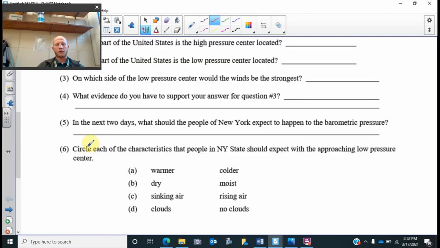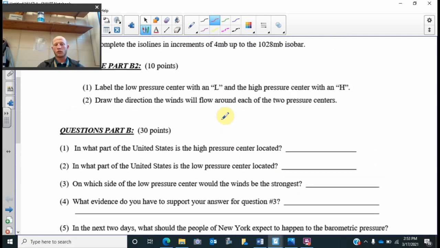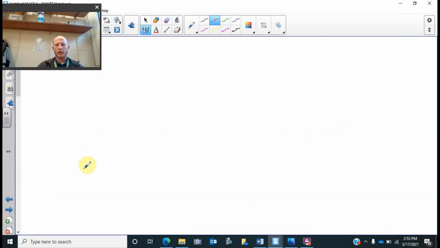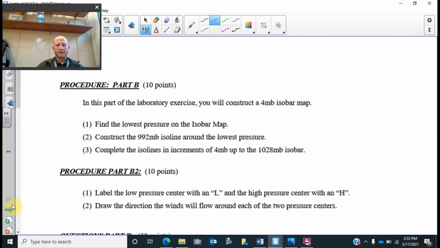So that's number 5. So circle the characteristics that the people would expect or should expect to see in the approaching low pressure system. So up here it said, draw the direction of the winds will flow around each of the 2 pressure centers. And so we did this on our last class.